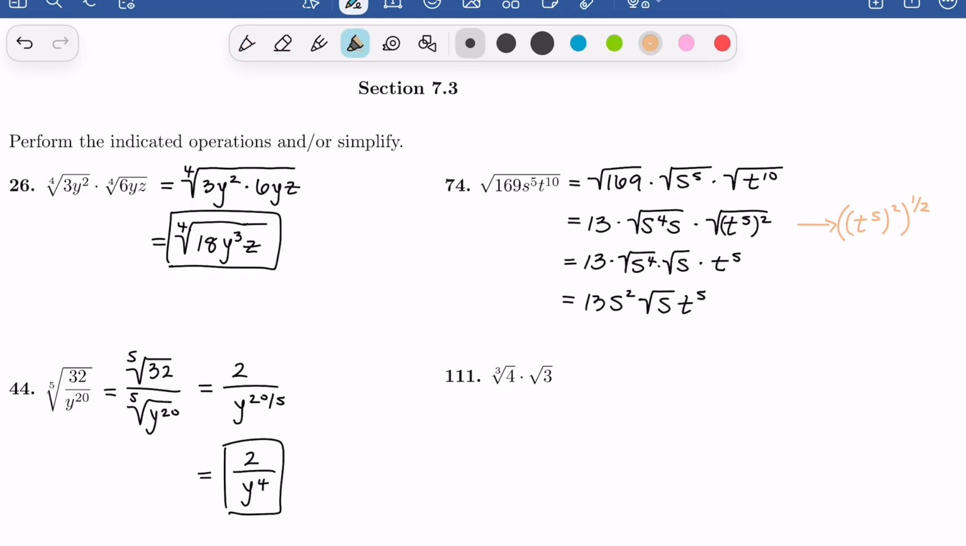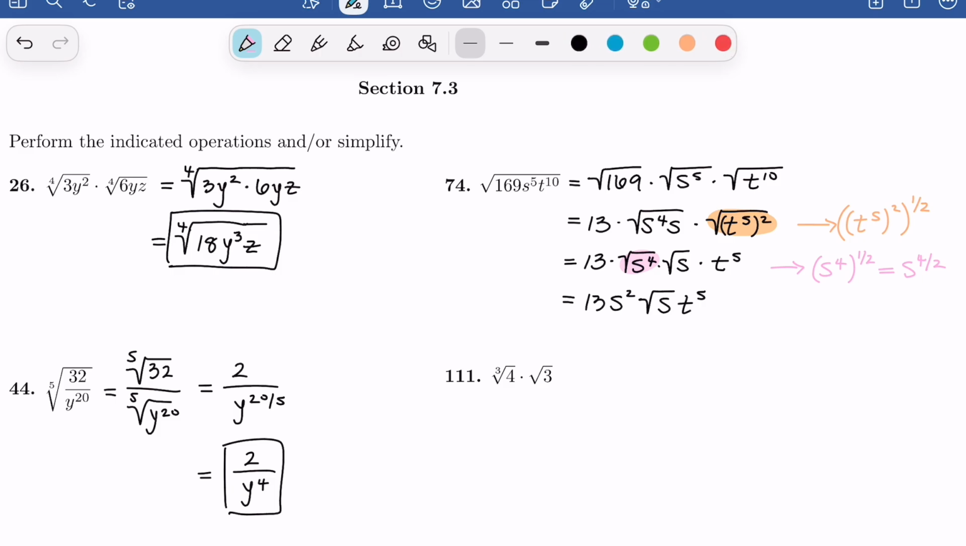Now, just to keep track of everything, this s raised to the 4th power, or the square root of it, simplified, because this is the same thing as s raised to the 4th power raised to the 1/2 power, which is the same thing as s raised to the 4th power divided by 2, which gives us s squared. So that's how we simplified that guy.